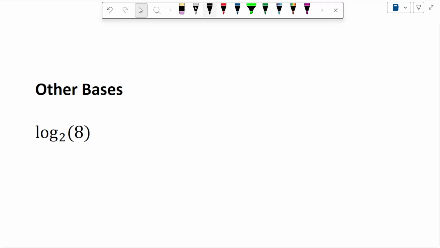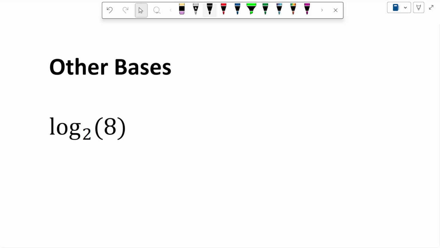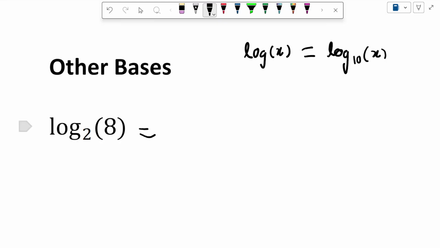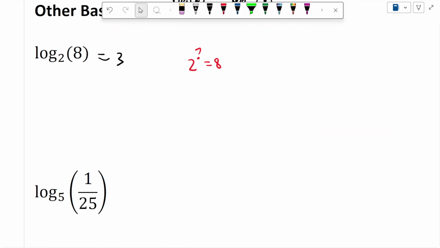Okay, we can do other bases as well. We're not restricted to just base 10. The normal log we think of as log in base 10 of x, but that's not always the case. Sometimes we can do this one: 2 to the power of what gives me 8? The answer there would be 3. 2 cubed gives me 8. And we should be able to double check that.